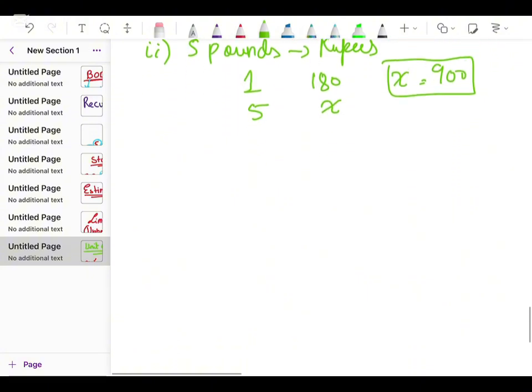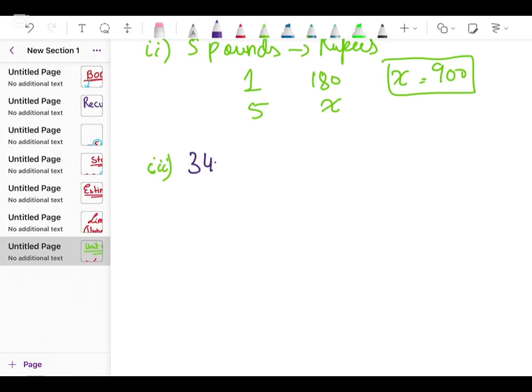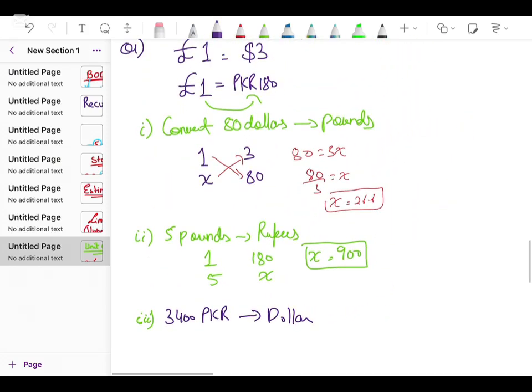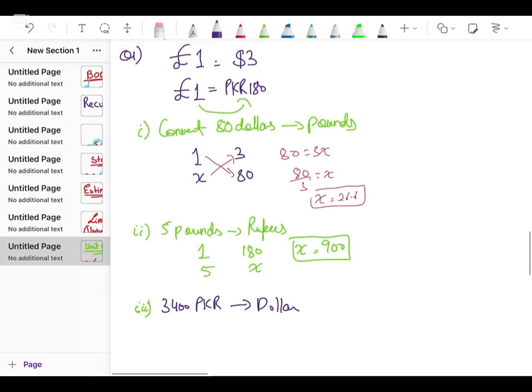One more part and then we'll end the class, and in the next part we will do the past paper question. It's a very lengthy video. So right now the question is 3400 PKR to dollar. Now you can see in the question they have given the conversion rate, the currency rate. 1 pound is equal to $3 and 1 pound is equal to PKR 180. And in part 3, 3400 PKR to dollar. We don't know the conversion of PKR to dollar. So how can we solve these types of questions?